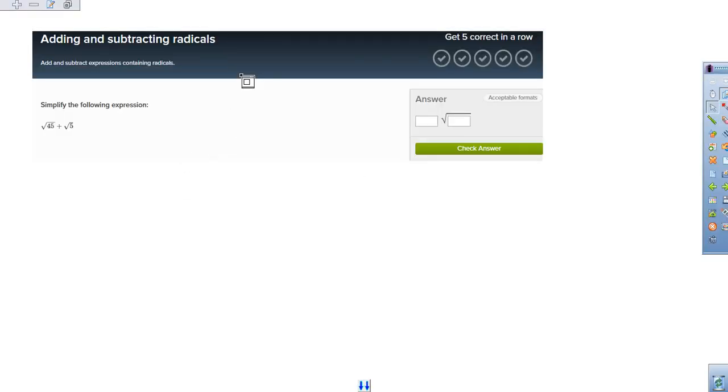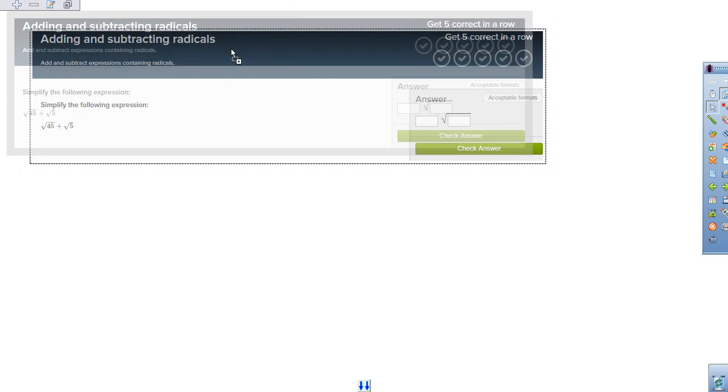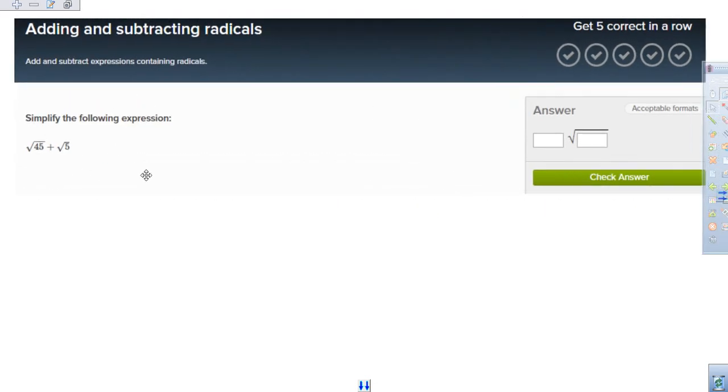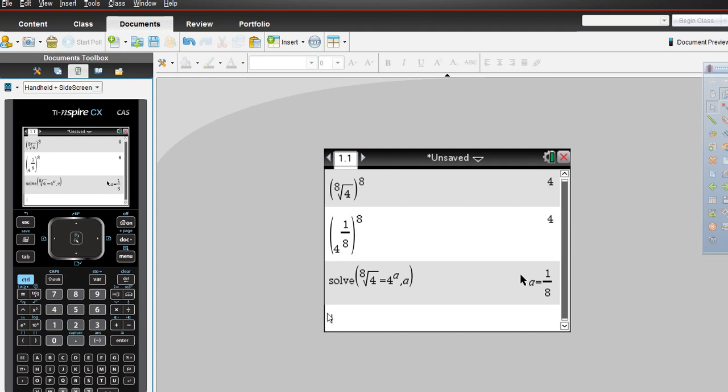And I think to really explore this a little bit, we're going to use the calculator first just to see the answer, and then we'll talk about why that is. So I see that it's root 45 plus root 5, and I need to come up with an answer. So I'm going to go to Khan Academy.